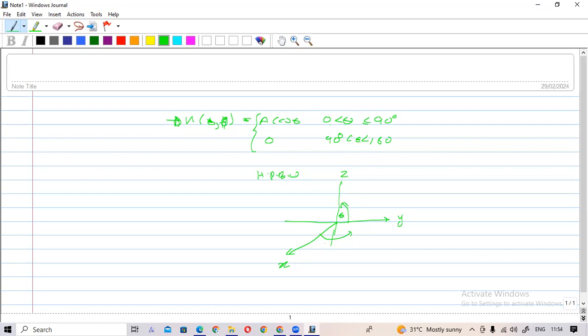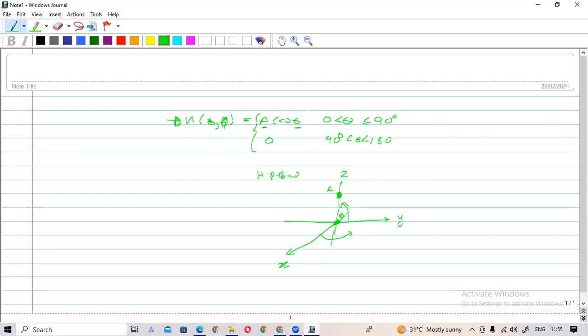If phi is given, it will be a 3D intensity pattern. Most probably you will be given one plane, and here it is the zy plane because you are given theta. When theta is 0, the radiation intensity gets its maximum value A. When theta is 90, it will be 0. So when theta is 0 it will be maximum, and at 90 it will be 0.